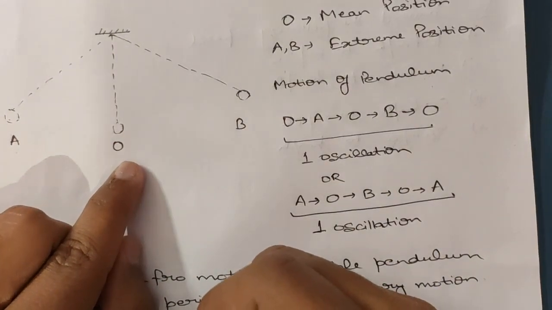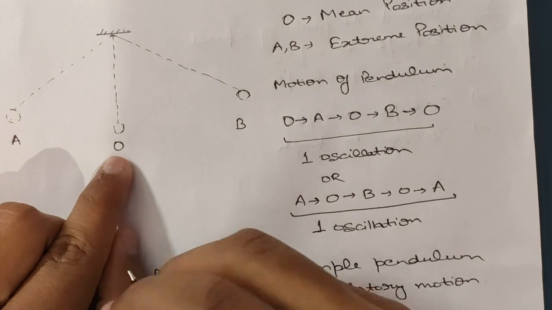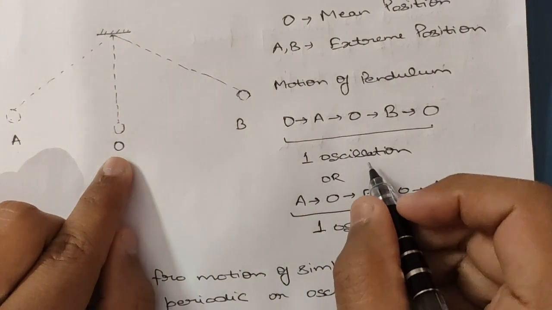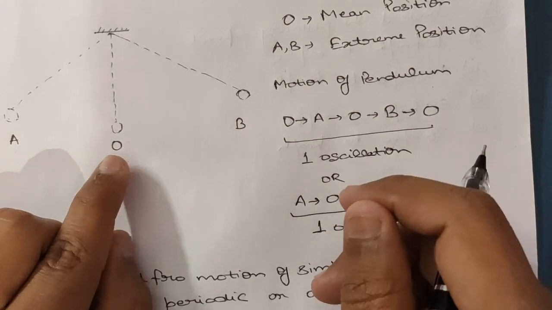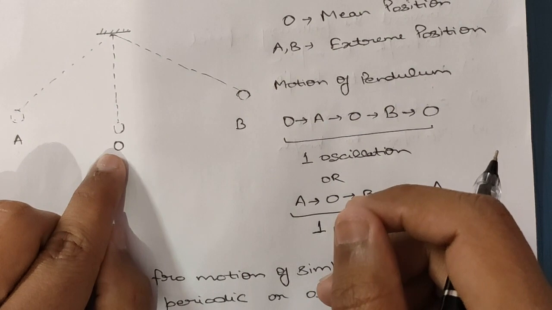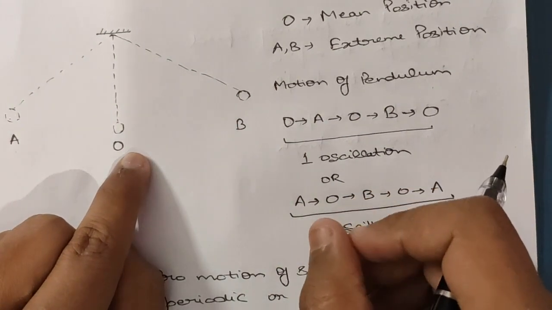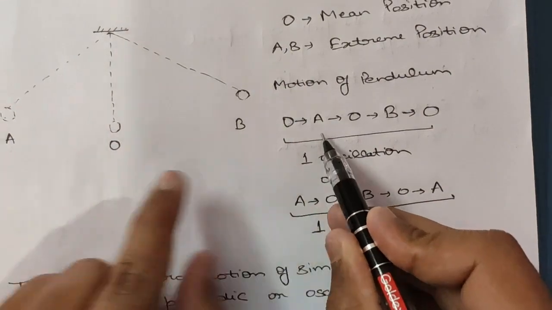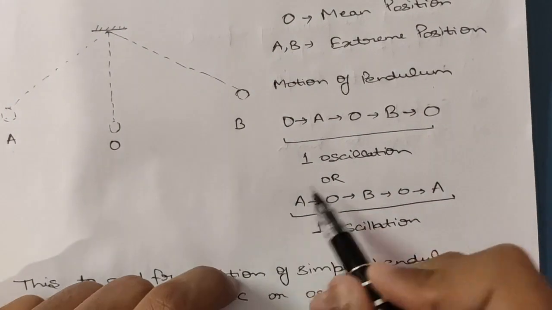So every point is covered. When it comes over here again after traveling this complete motion, then this complete motion is known as one oscillation. So this is one, from mean position to mean position again: O to A to O. But this is not a complete oscillation. Again B, and then B to O. So this is a complete oscillation. Look at it: O to A, then again O, then B, and then back to O. So this is one oscillation.